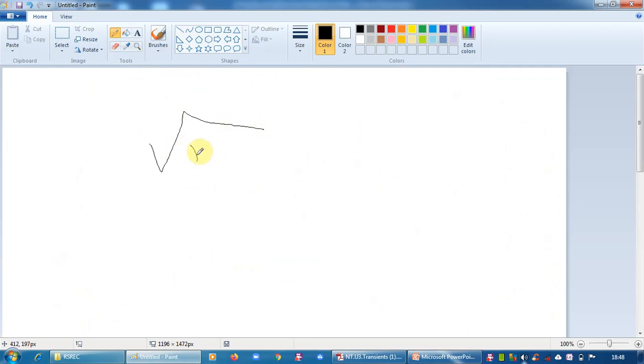Root of R square plus omega square L square into root of R square plus omega square L square, into two roots.